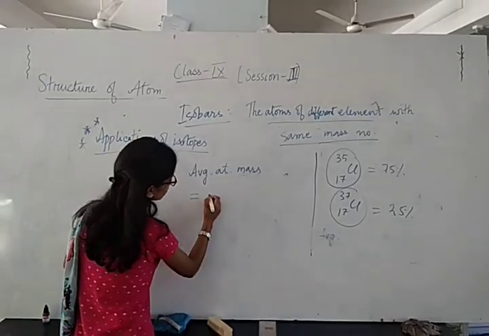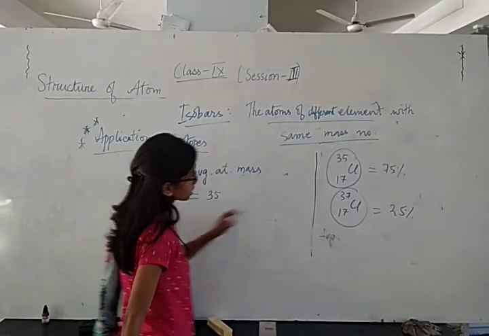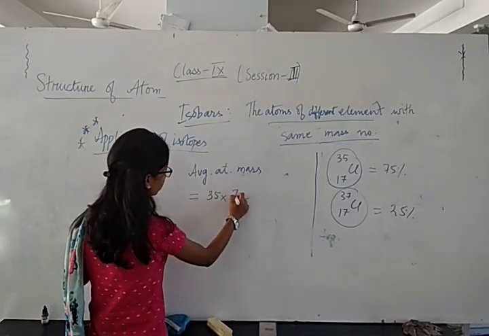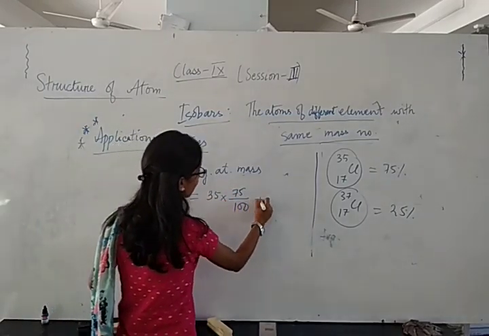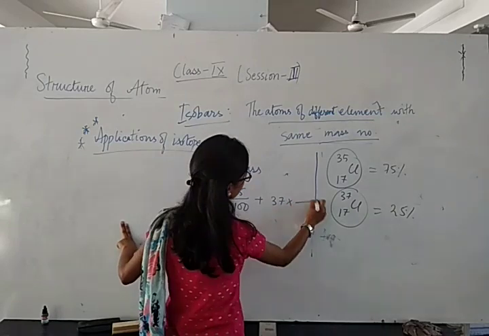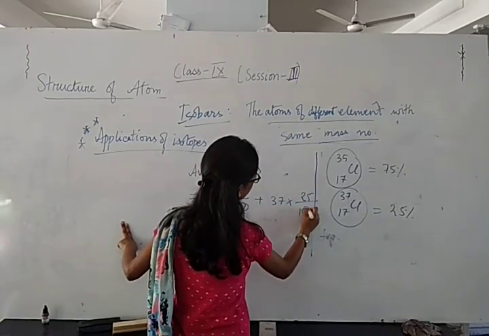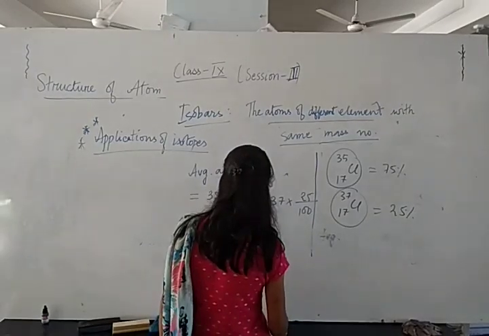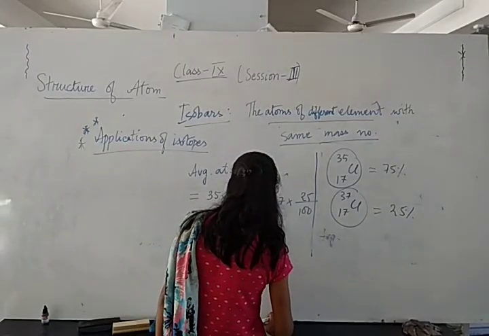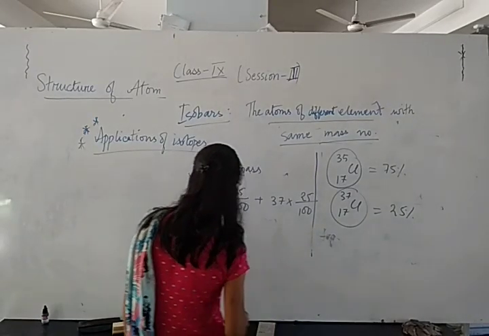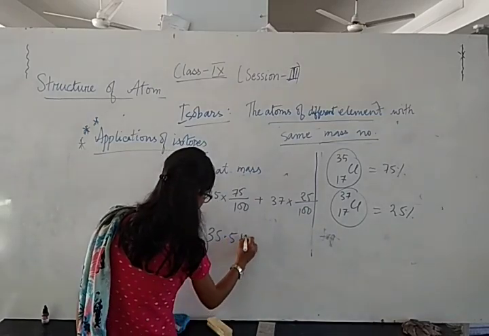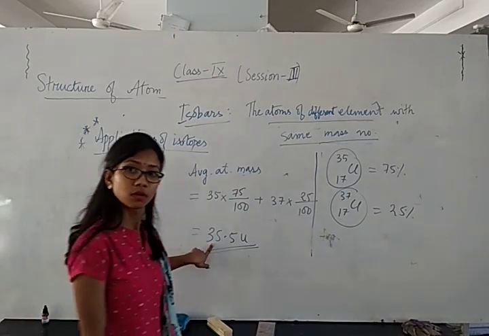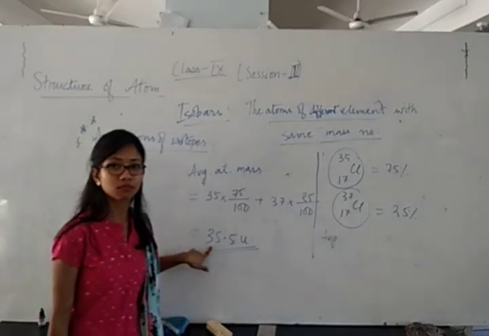Average atomic mass is equal to 35 into 75 divided by 100, plus 37 into 25 divided by 100, since chlorine 35 is present in 75%. Then you will get the answer. This question is done in your book. You can go through your book. You will get around 35.5. So this is the atomic mass of chlorine.